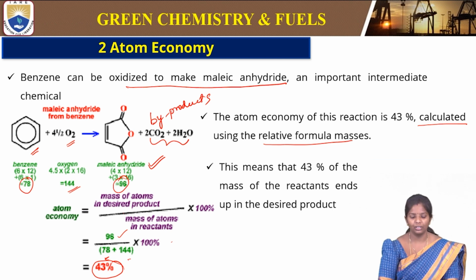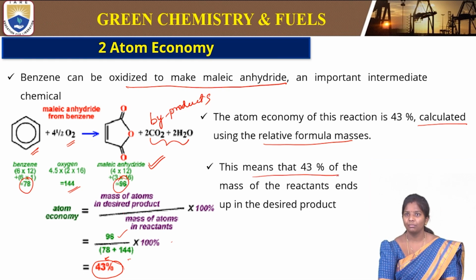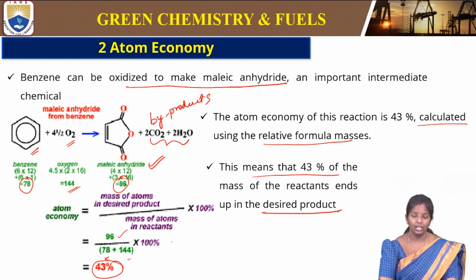So depending on the formula mass of the reactants we are taking, we calculate the atom economy. This means that 43% of the mass of reactants ends up in the final, desired product. Here our desired product is only maleic anhydride, not the carbon dioxide and water. So only 43% of our reactant is used in producing the final product.